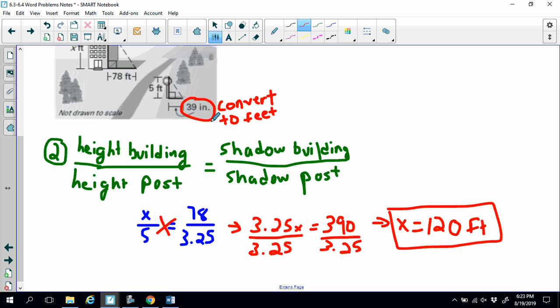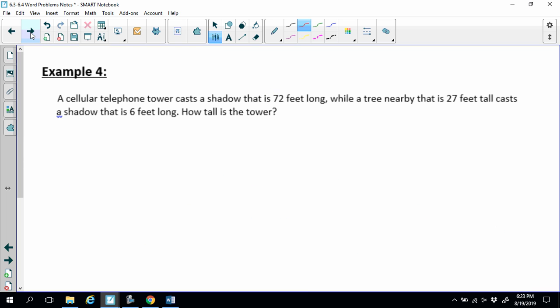Okay, we're going to do one more example, and then you guys can work on your homework. So example 4, it says a cellular telephone tower casts a shadow that is 72 feet long, while a tree nearby that is 27 feet tall casts a shadow that is 6 feet long. How tall is the tower? Now notice on this one that we do not have pictures, so we do need to draw the pictures ourselves.